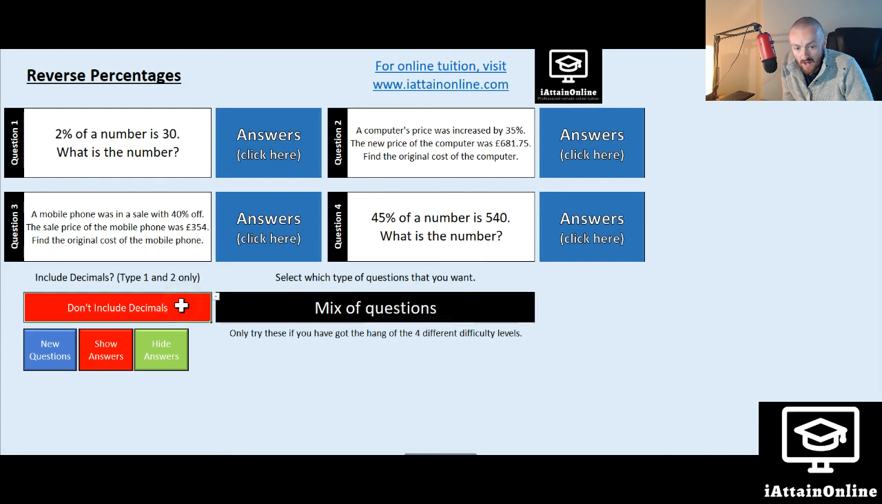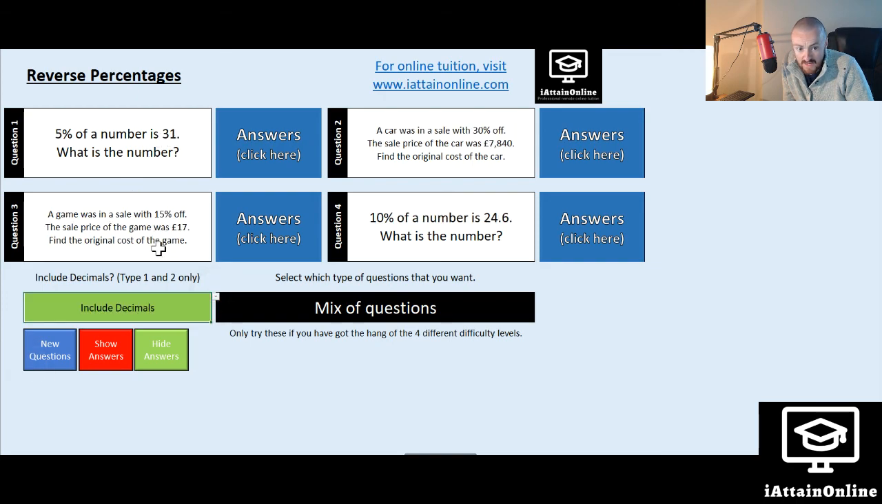For type 1 and 2 I didn't do any where the number you were given is a decimal, but you can include the decimals. You'll get a few questions that include decimals there as well.